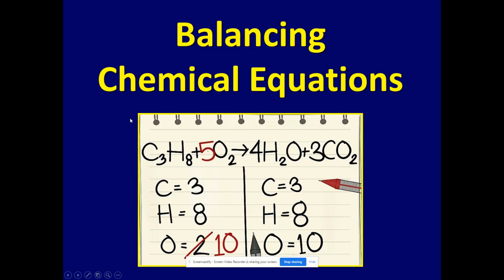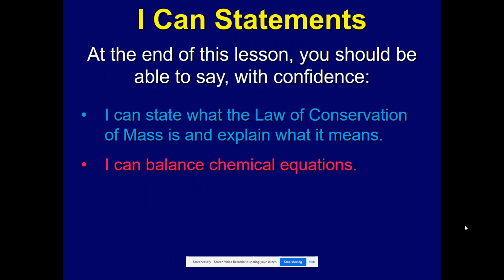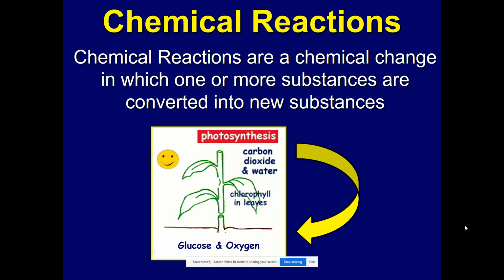Okay, so this is on balancing chemical equations and how to do that. All right, so chemical reactions are a chemical change in which one or more substances are converted into new substances.